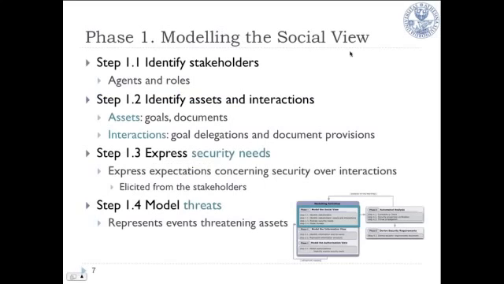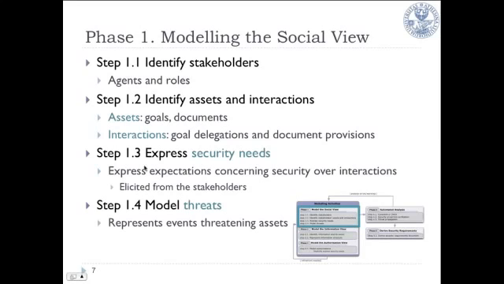So in the first phase, as I said, we identify stakeholders. In our language, we support representing stakeholders through the concepts of agent and role. Then we want to identify their assets and interactions. With assets, we refer to the goals or objectives the actors have and the documents they possess and exchange with others. And interactions in this view are captured by two main relations: goal delegations and document provisions.